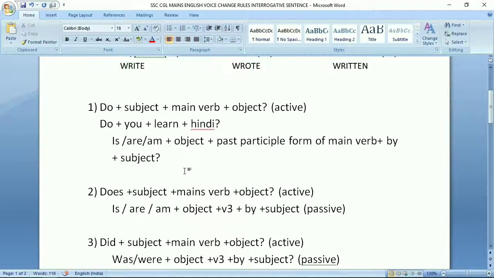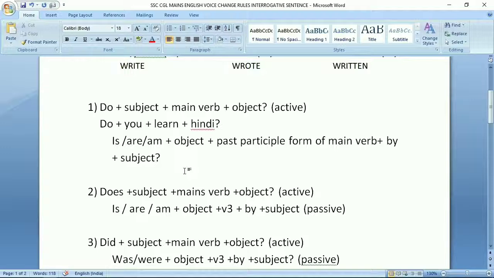So a very important thing is that when an active interrogative sentence begins with do, and you convert this sentence into passive form, the word do is completely removed or deleted, is it not? You can find it very important, because in the active form the sentence begins with do, but in the passive form there is no existence of do. So here we should solve this sentence.